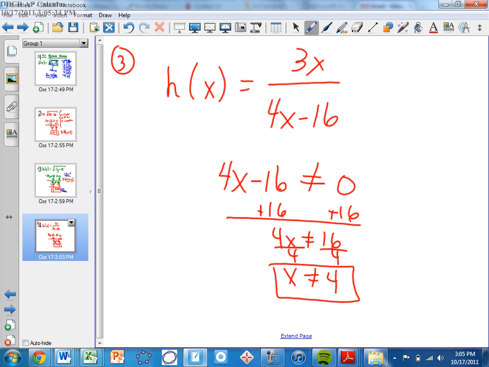Be careful. You said 4 cannot equal 0. Oh, I said it wrong. I understand what you meant. Be careful though when you say things, okay? So x cannot equal 4. Again, x cannot equal 4.